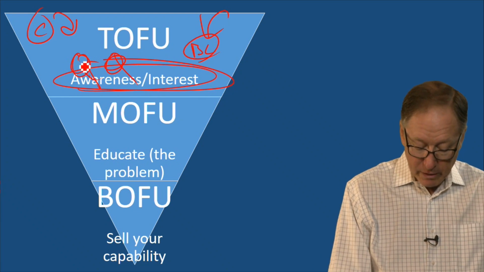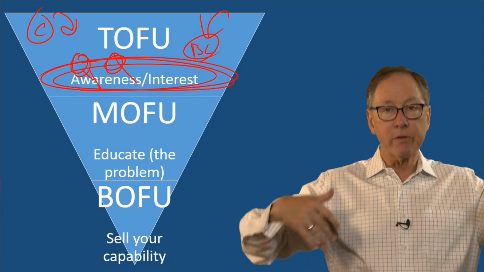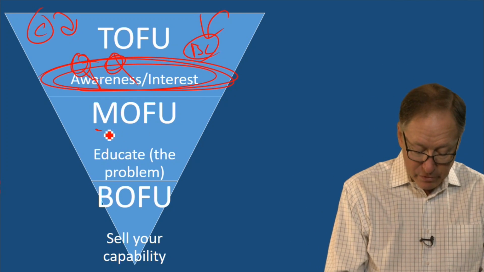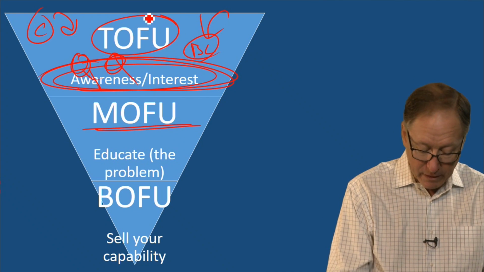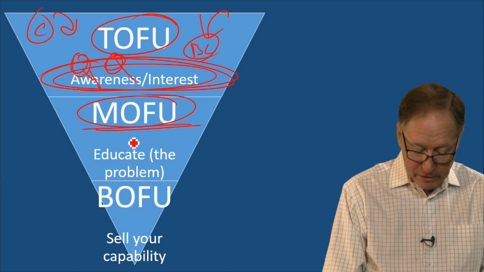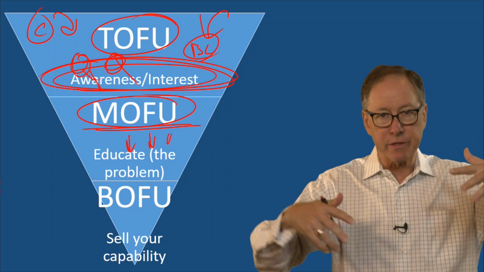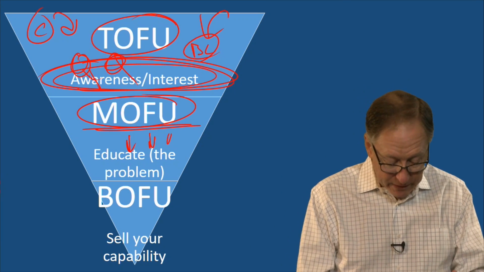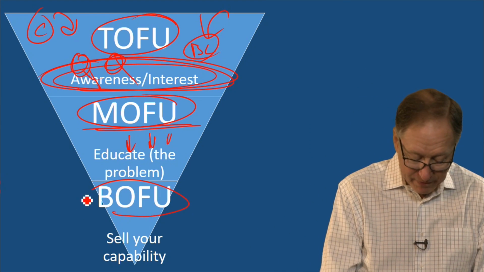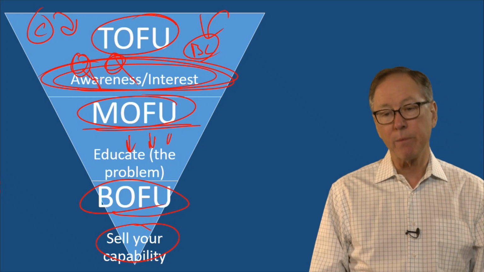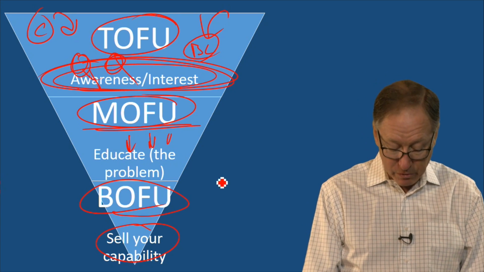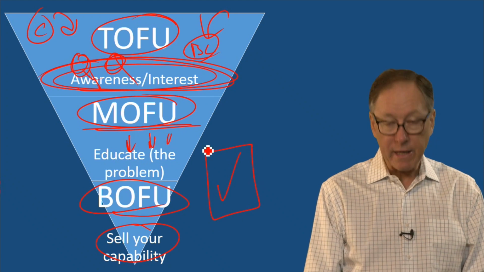It's all designed to create awareness and interest, to get them to thinking and stuff like that. Then it moves down to middle of the funnel. Now we're going to educate them on the problem. So the top is just to get them engaged and interested. Then we're going to educate them on the problem. That's what the middle of the funnel is. Then the bottom of the funnel is to really now start to sell your capability, and it's intended to get them to raise their hand and say, I want to talk.